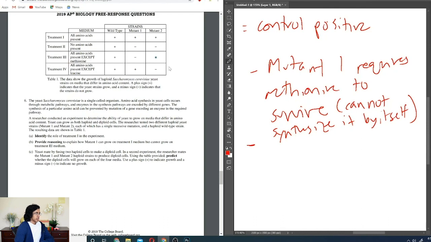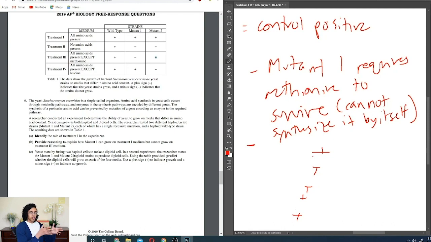No amino acids present. Why is the wild type able to survive on that? How did that even work? Oh, they only have a single recessive mutation. So I'm assuming the reason mutant 1 can't grow when no aminos are present is because it can't synthesize methionine. So I guess we'll just go with plus for all of them. It should be plus for all of them. Okay. Well, yeah, because they have 2 separate recessive mutations, right?